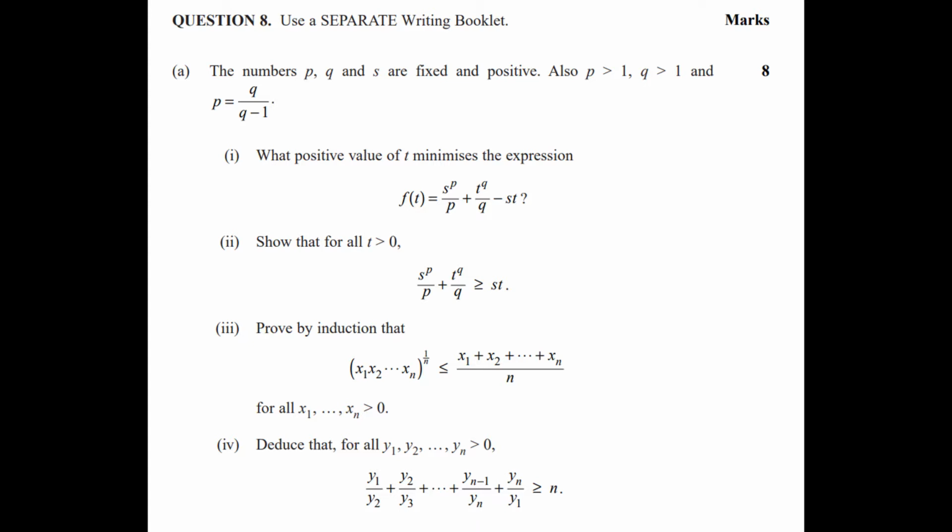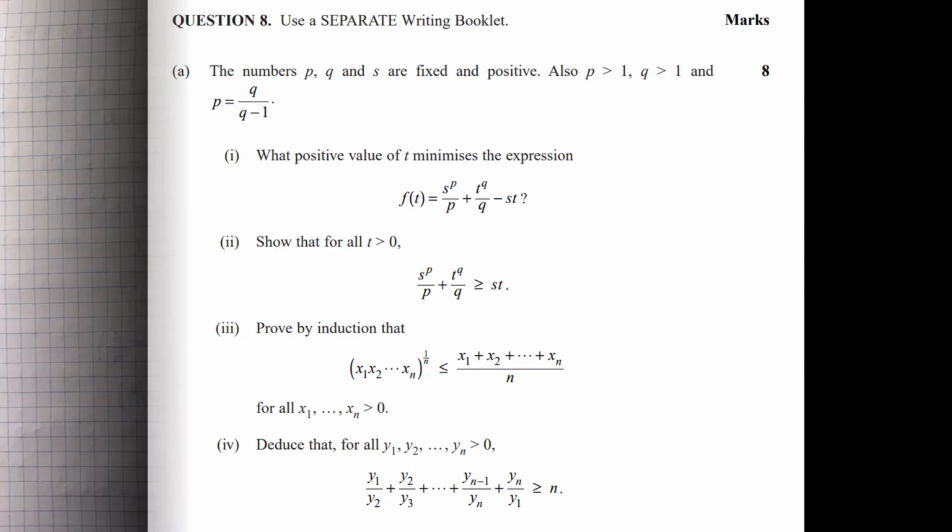I'd say a lot of four unit, if not most four unit students would probably have proven this result in some way or another, but not necessarily by induction and not necessarily in the context of this question where we're going to make use of what we've just shown in part 2. So the question writer is basically scaffolding this proof. The whole point of part 1 and 2 was to lead us up to being able to do this proof by induction. So let's take a look.